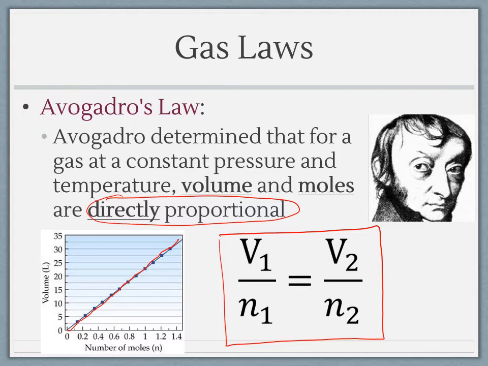Now, I will tell you that this variable, this number of moles, is going to be something that changes the least. Typically, that's going to be one that stays constant. So this particular formula is probably going to be used the least.